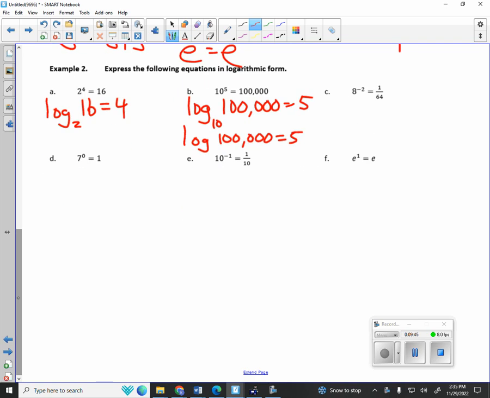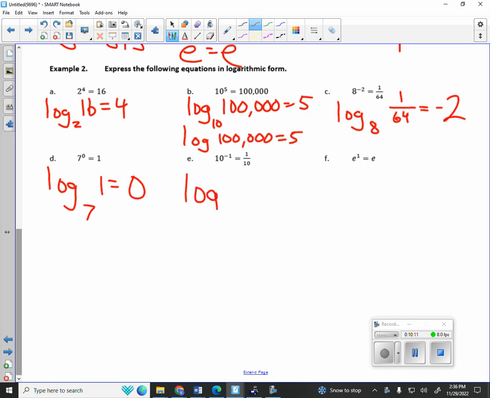Let's continue to rewrite here. This would be log base what? 8 of 1/64 is equal to -2. Log base of 1 is equal to 0. Yep. Remember, the exponent always goes on the end. Log base 10, I don't have to write the 10, I can leave it off, of 1/10 is equal to -1. And since the base is e, I write natural log of e is equal to 1.